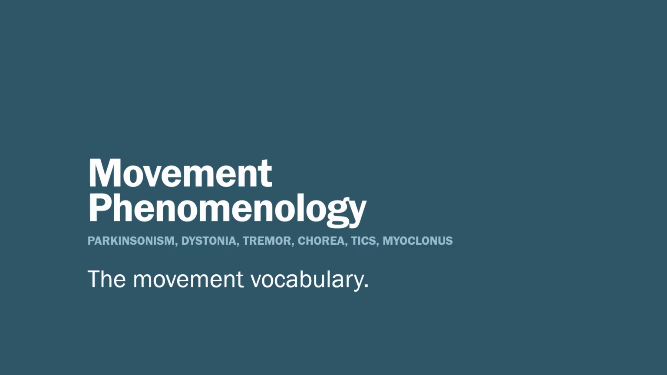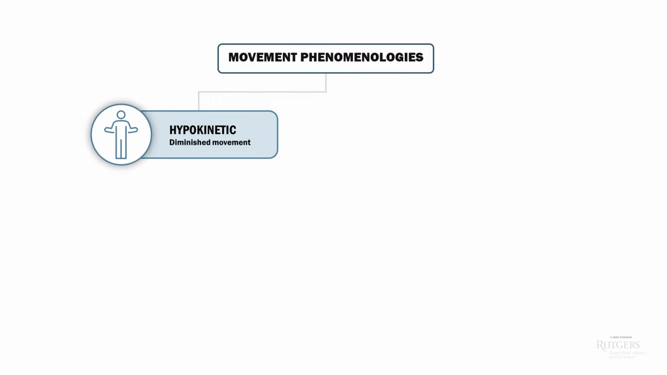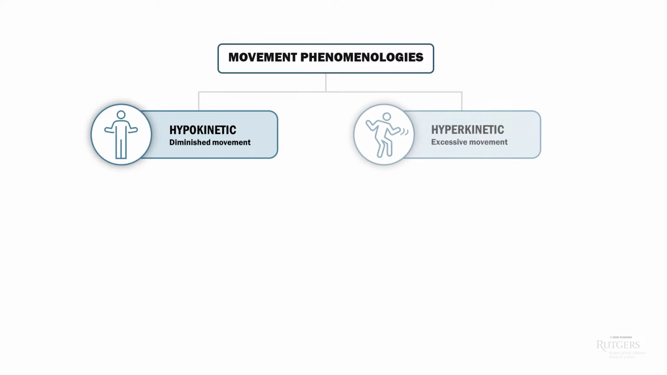Let's start by building our movement vocabulary. Movement disorders present with either too little movement, hypokinesis, or too much movement, hyperkinesis. Hypokinesis implies reduced movements in the absence of weakness. Of course, you would expect weak limbs not to move as much. Parkinsonism dominates the hypokinetic group.